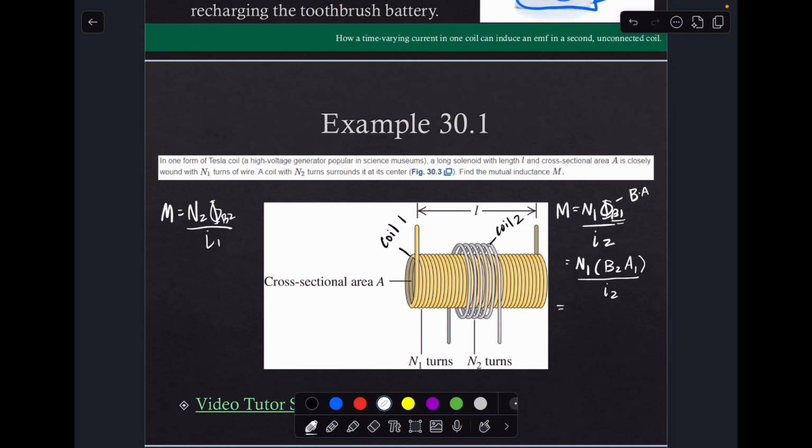Well, now we can expand this further by figuring out what is B2. Well, B2 is the magnetic field generated by a solenoid. B2 is mu naught little n times the current through that coil. So mu naught little n, where little n is the number of turns per unit length, okay? And the current flowing through coil 2 is I2.